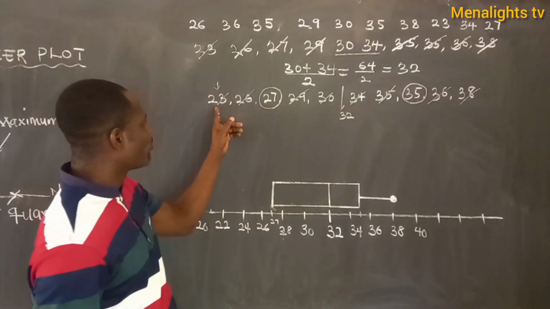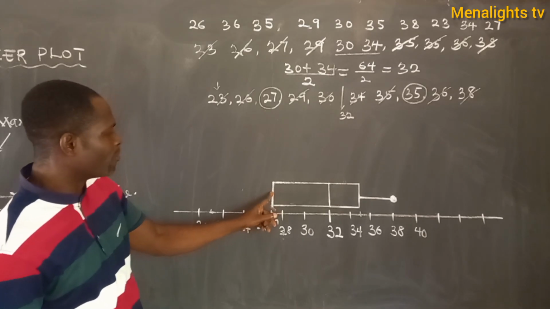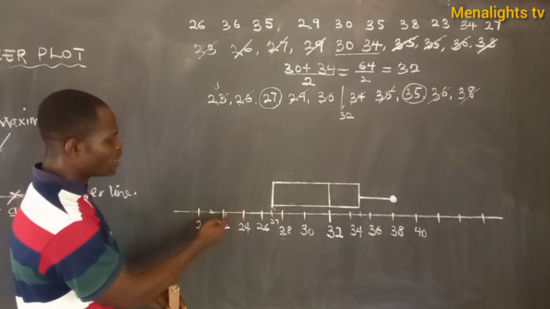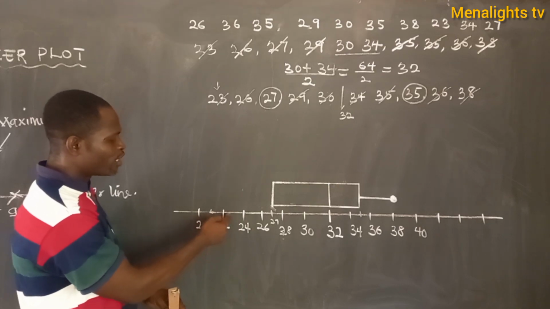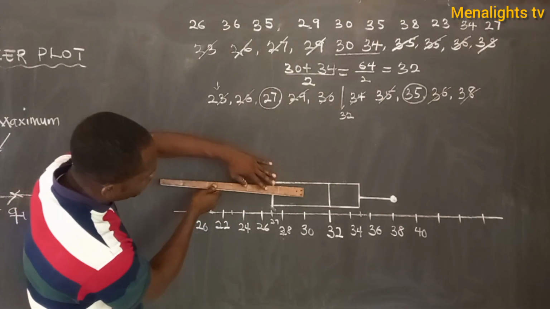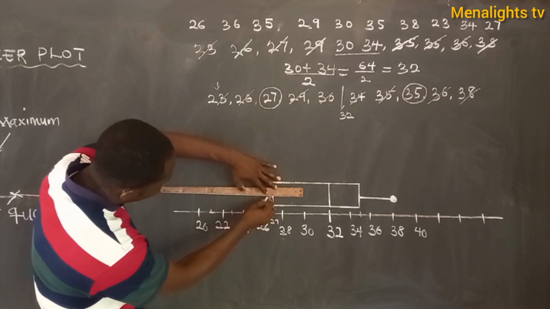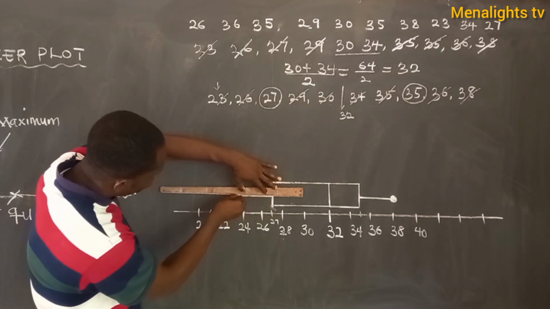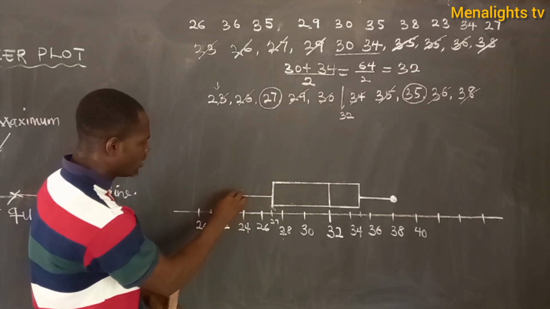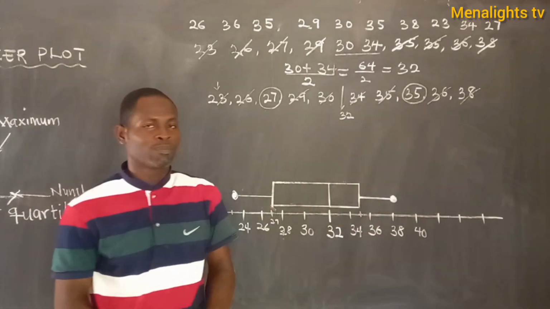Then here, our smallest number is 23. So we have to join the whisker from the box to where you have the 23. The 23 is between 22 and 24, so our 23 is here. We join this from here to where we have our 23 as well. So there we have it. This is what we call the box and whisker plot.